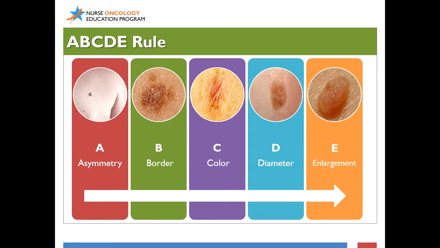B is border, if there is an irregular border. C is color. If you notice two different color patterns, such as like a dark brown and a light brown, or a dark black and a light black, that would be concerning and you would need to go for a skin check. D is diameter, and I've always memorized it as if it's larger than the size of a pencil head, which is about 1/4 of an inch, that we would need to seek a skin check to rule out any type of skin cancers.